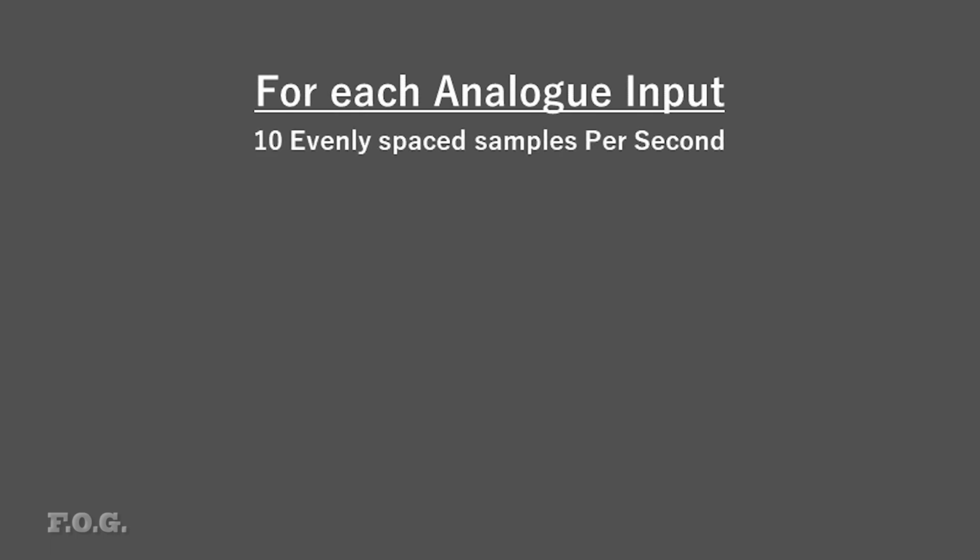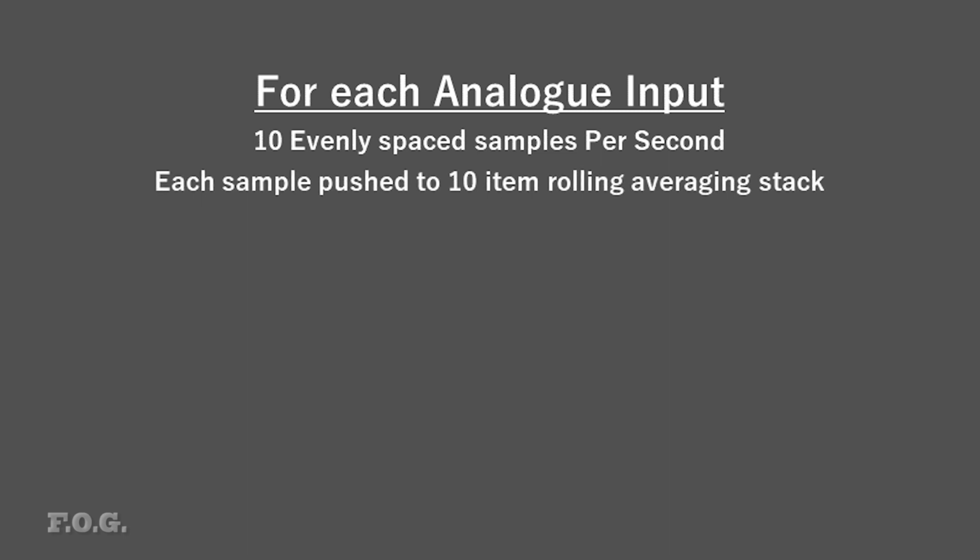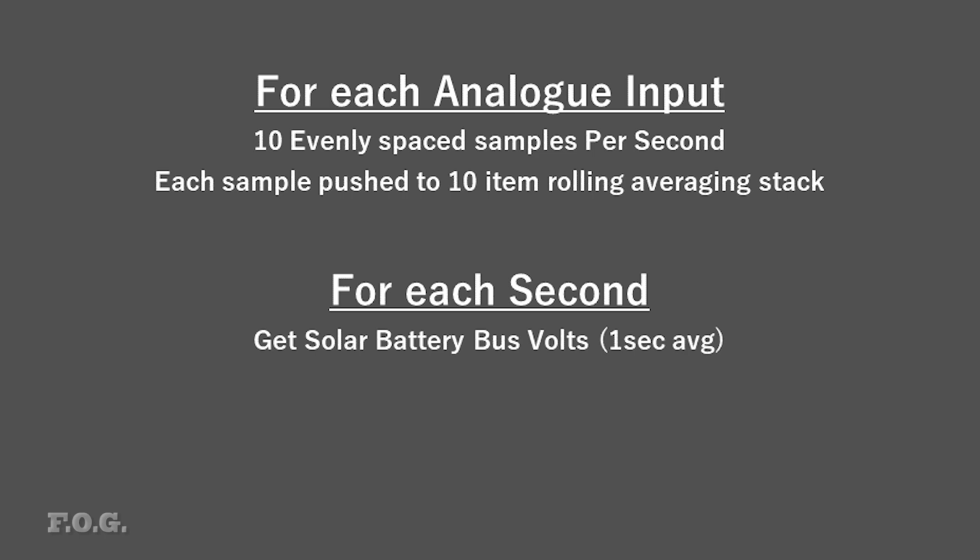For every input, I record 10 samples each second, or in other words, 1 sample every 100 milliseconds, and I try to keep this timing as accurate as possible. Every time I gather a sample, I push it to a 10 long item stack. Then, every second, I create an average value using stacks, and I do this in the same way for both the current sense values and the bus voltage.